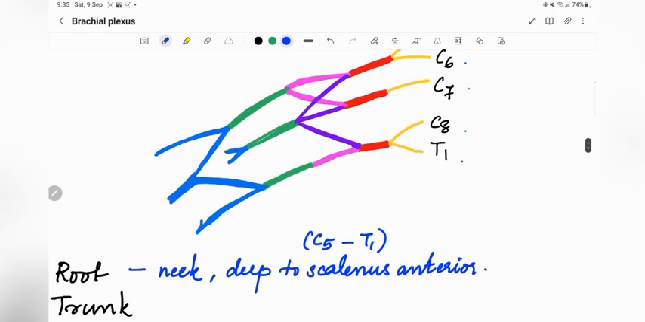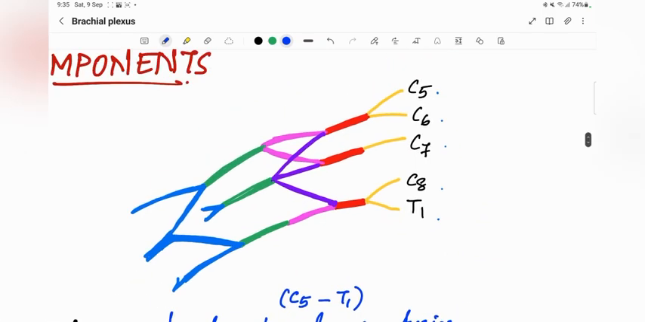Now these roots join and form the trunk. So we have three trunks. First we have the roots, and then we have the trunk. So how is the trunk formed? The roots of C5 and C6 join to form the upper trunk, whereas C7 alone forms the middle trunk, and the roots of C8 and T1 join to form the lower trunk. So we have the three trunks.